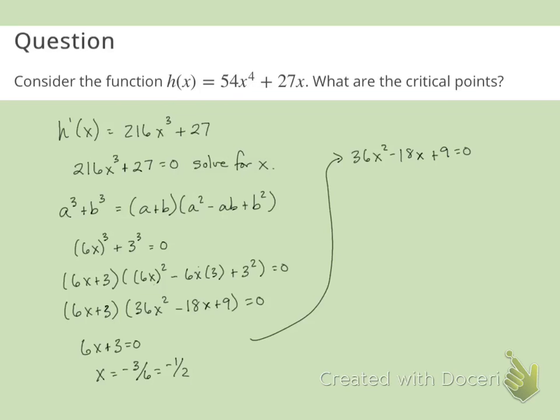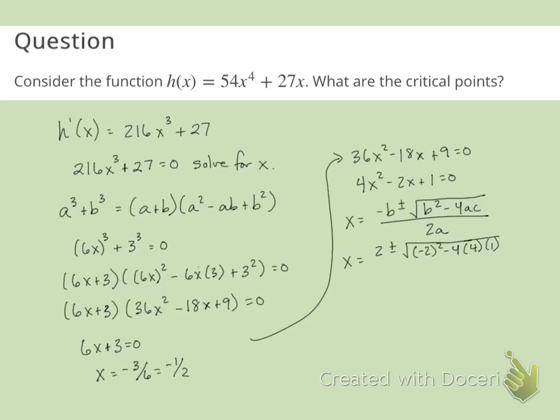We can divide everything by 9 and get 4x squared minus 2x plus 1 equal to 0. This isn't factorable, so let's throw it into the quadratic formula. So we'll have x equal to, remember, negative b plus or minus the square root of b squared minus 4ac all over 2a. So it will be negative 2 plus or minus the square root of negative 2 squared minus 4 times a times c all over 2 times a.